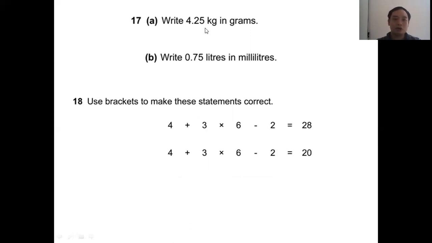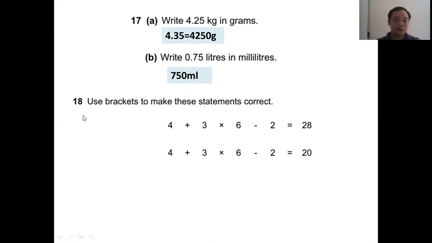Question 17. Right, 4.25 kilograms in grams. So we know that 1 kilogram equals 1,000 grams, so 4.25 kilograms equals 4,250 grams. B, right, 0.75 liters in milliliters. So we know that 1 liter equals 1,000 milliliters, so 0.75 liters is equal to 750 milliliters.